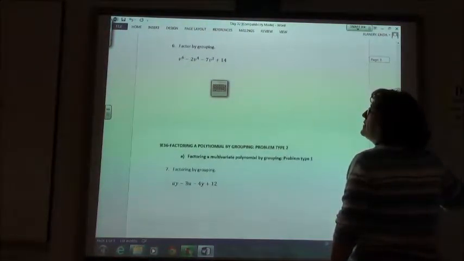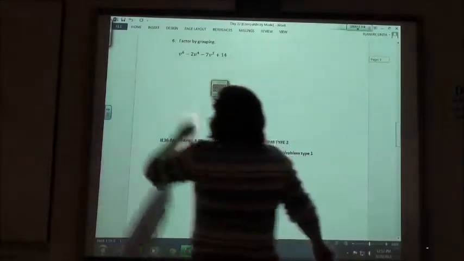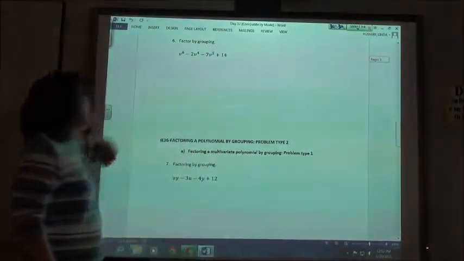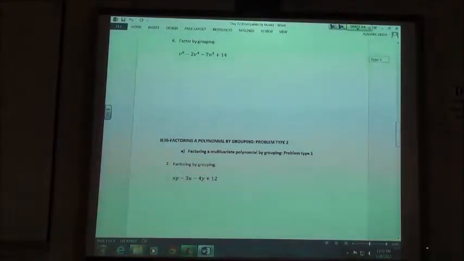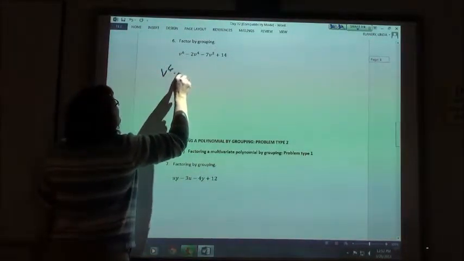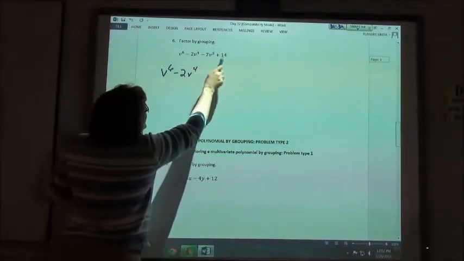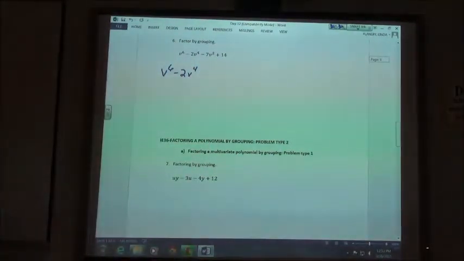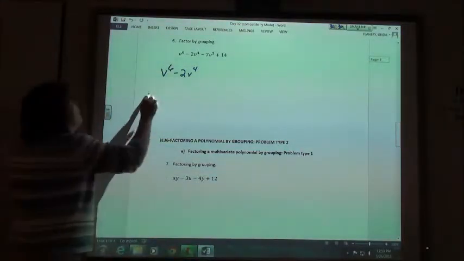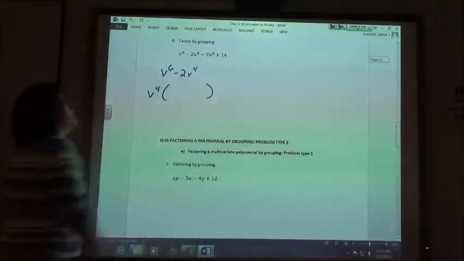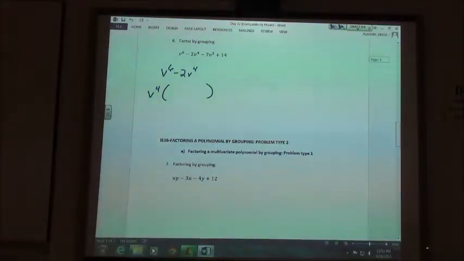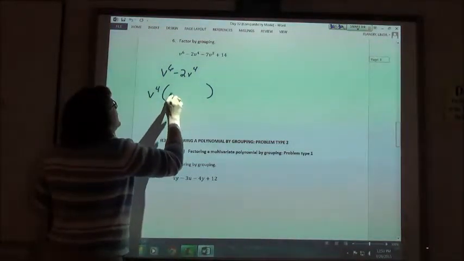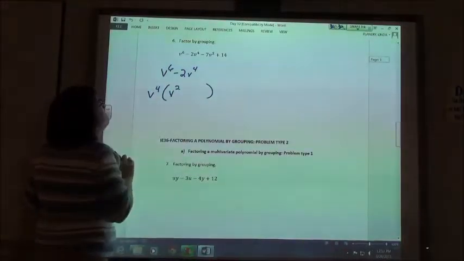So number 6, looking at that one, 6, 4, 2, 0. They're all in the right order. They didn't do anything screwy on me. And so I'm going to take the v to the 6th minus the 2v to the 4th. But you do want to check that to make sure your variables are in descending order, because if they're not, you're going to want to rearrange it. So if I have v to the 6th minus 2v to the 4th, my greatest common factor is v to the 4th. And if I divide out my v to the 4th, I'm going to get v squared minus 2.